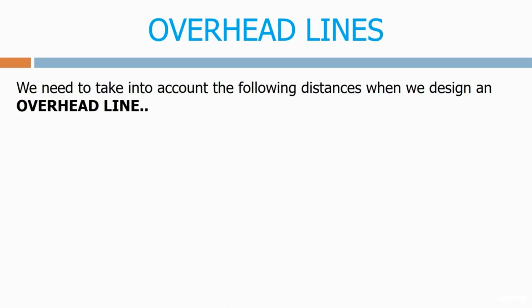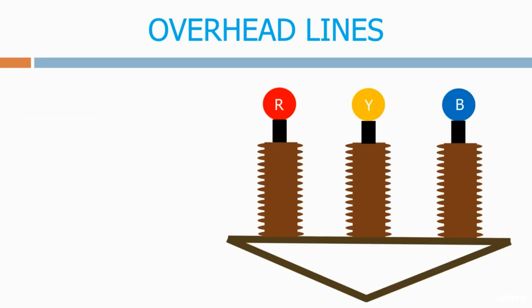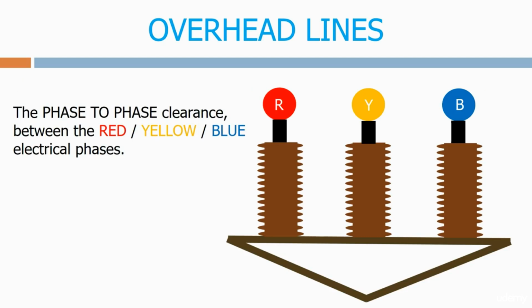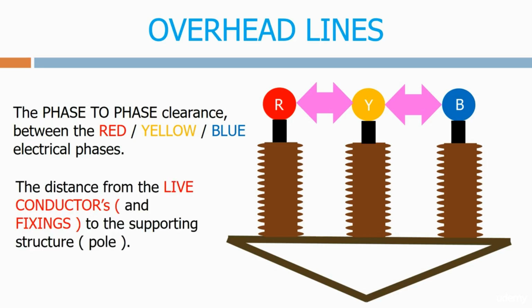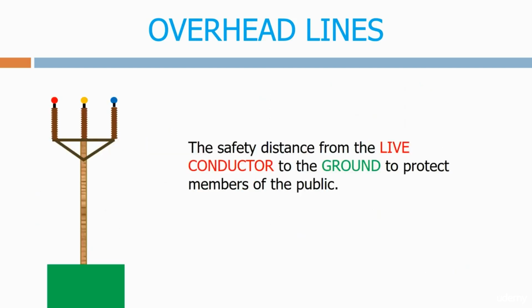We need to take into account the following distances when we design an overhead line. The phase-to-phase clearance between the red, yellow and blue electrical phases. The distance from the live conductors and fixings to the supporting structure or pole. The safety distance from the live conductor to the ground to protect members of the public.